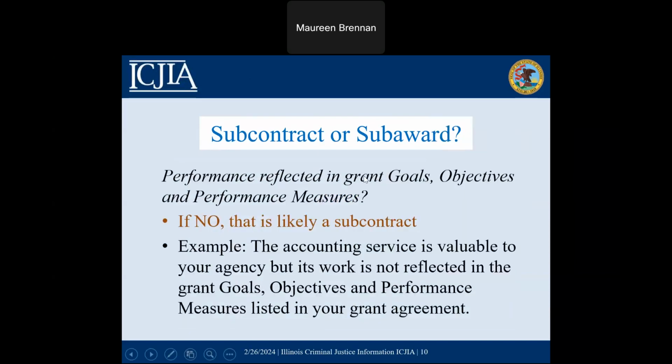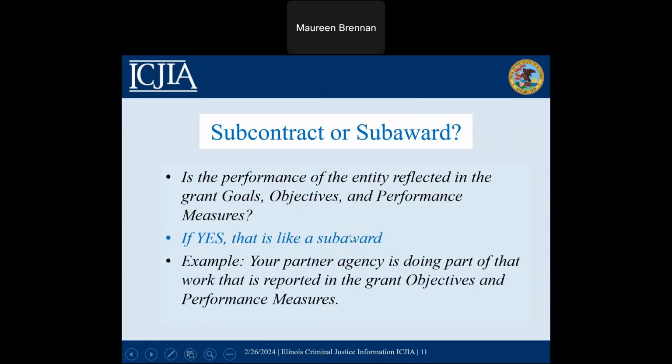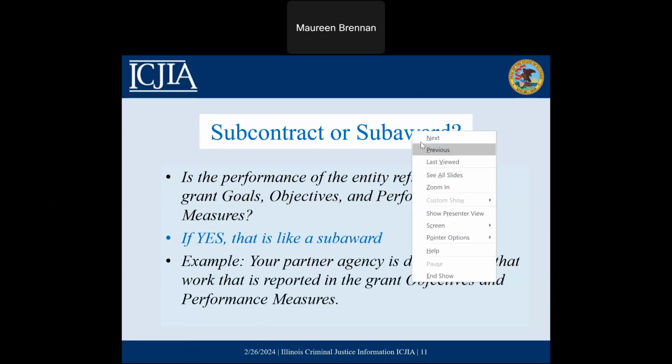And for that second question, is the performance reflected in the grant goals, objectives, and performance measures? If the answer is no, it's likely a subcontract. So your accounting service, important though it may be to your program, its work is not reflected in the grant goals, objectives, and performance measures that are listed in your grant agreement. However, if the answer is yes, then it's likely to be a subaward. So that partner agency who's doing part of the work that is the overall mission of the program, that training for youth, then their work is going to be reflected in the grant objectives and performance measures. So that's a subaward.